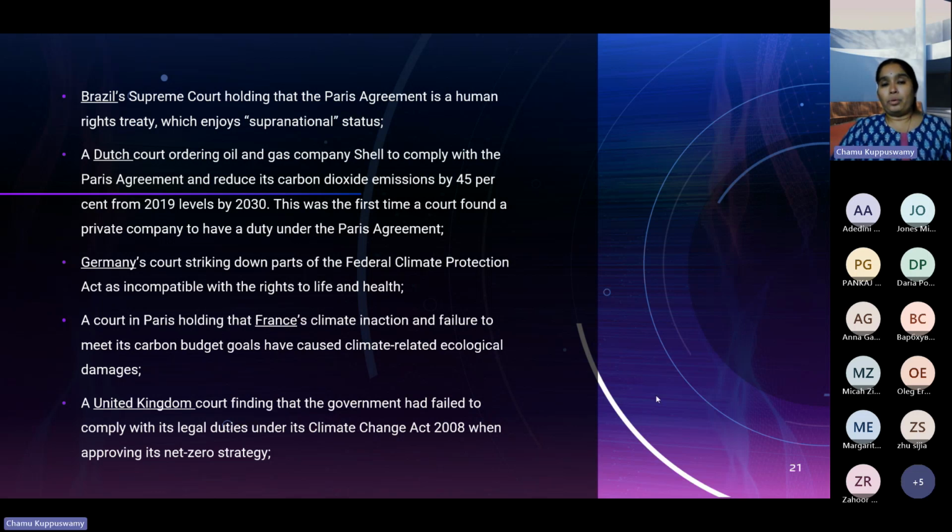A United Kingdom court found that the government has failed to comply with its legal duties under the Climate Change Act when approving its net zero strategy. So essentially saying you've got an act, but the strategy that you've got to fulfill the obligations under the act is not at all sufficient. Yeah, so that is very important to do. It's not enough if you just say I have the target of net zero for 2050, but I also need to show that I have a pathway. I have a strategy that will lead me to that goal.